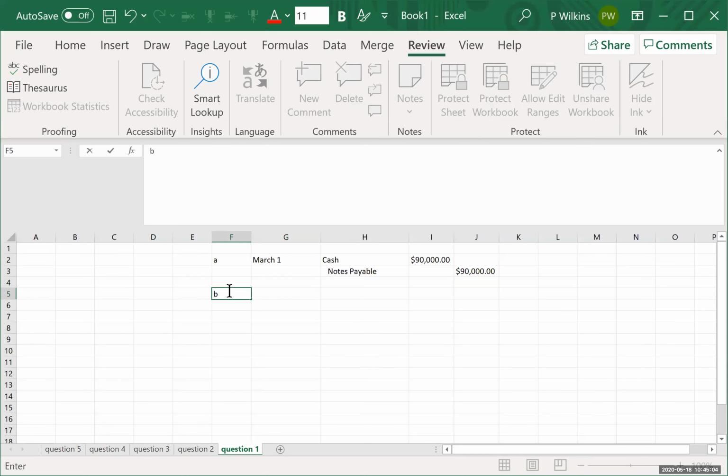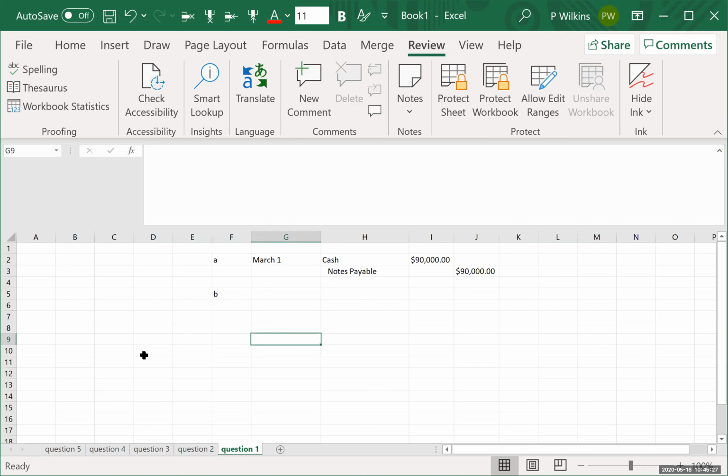B says, prepare any adjusting entries necessary on June 30th in order to prepare the semi-annual financial statements. Assume no other interest accruals have been made. All right. So you ask yourself, when was the last time interest was done? If they don't tell you, you assume it's never been done. But in this problem, they tell us the last time interest was done was never. So you go from the origination date of the note to the date you're doing the interest.